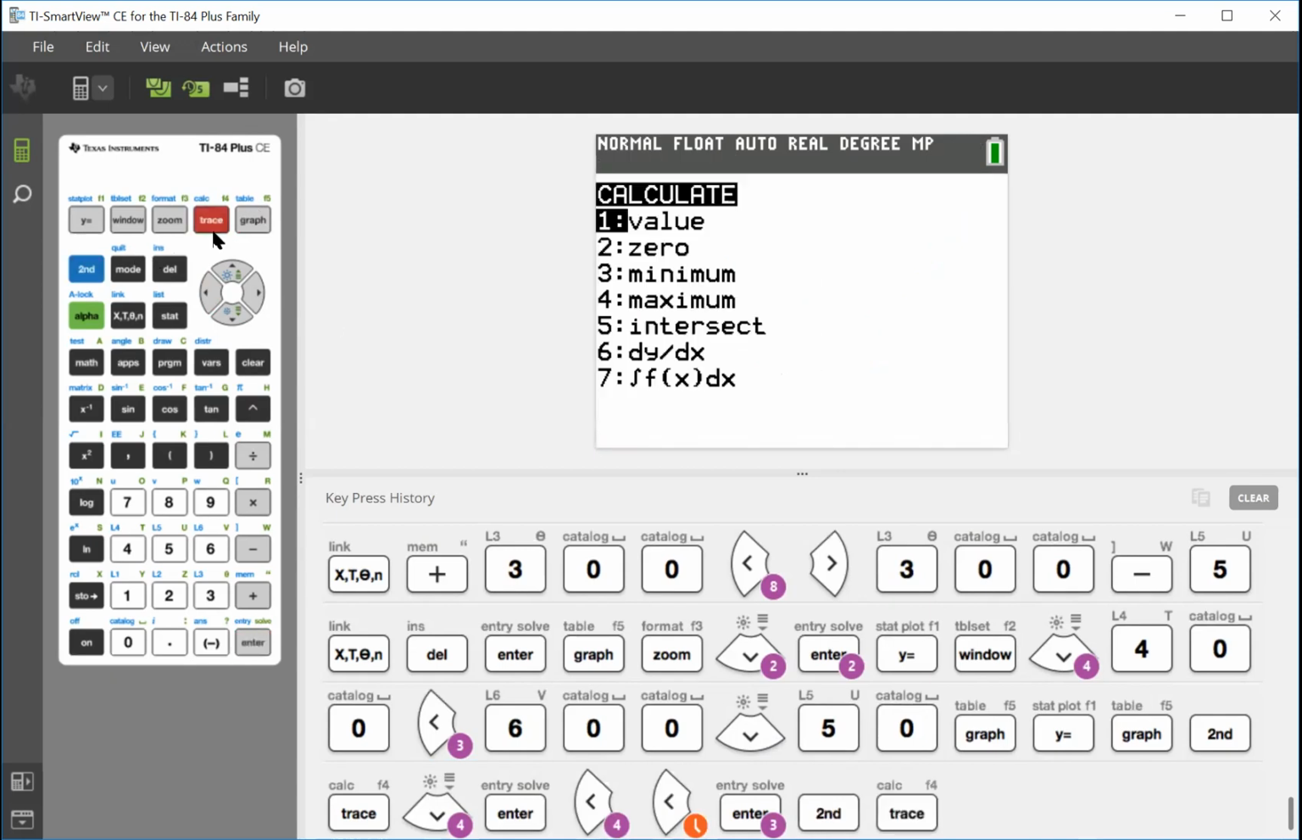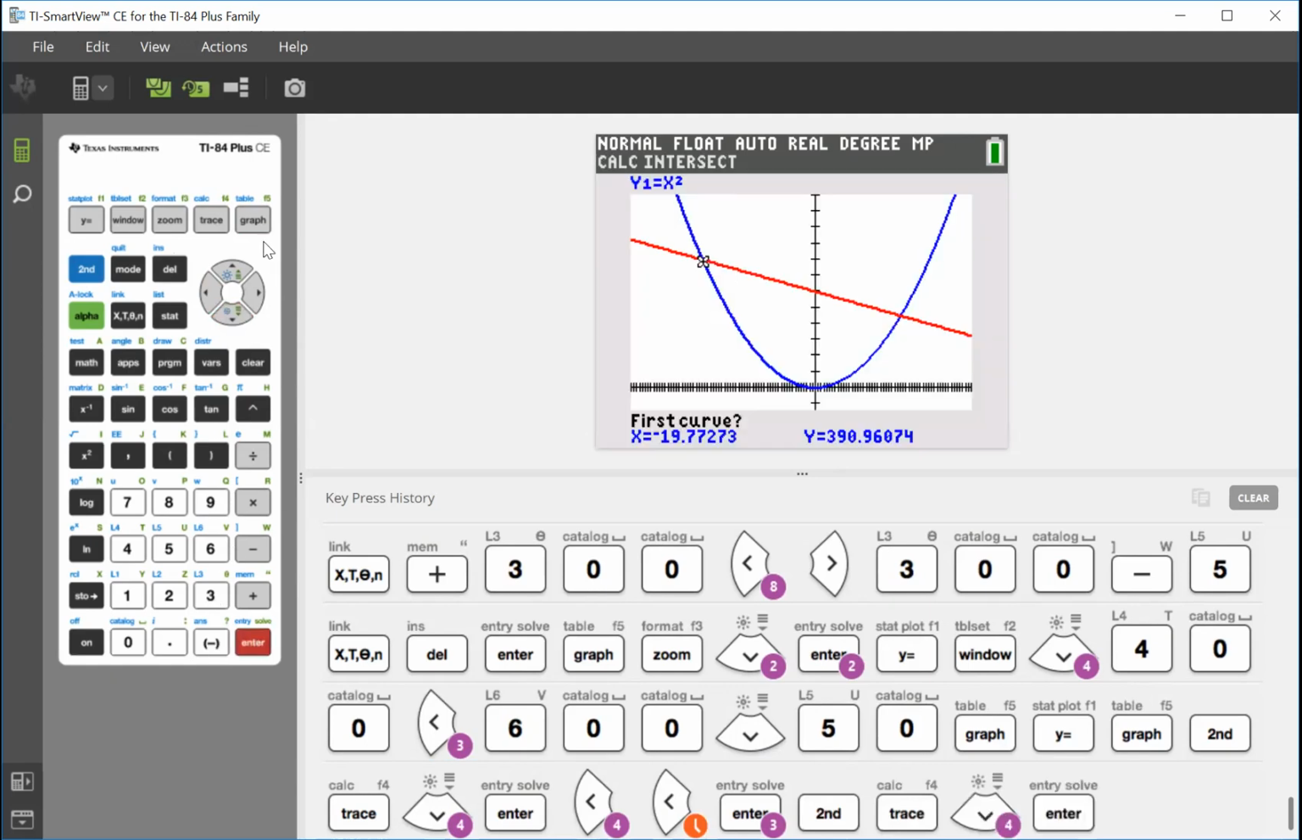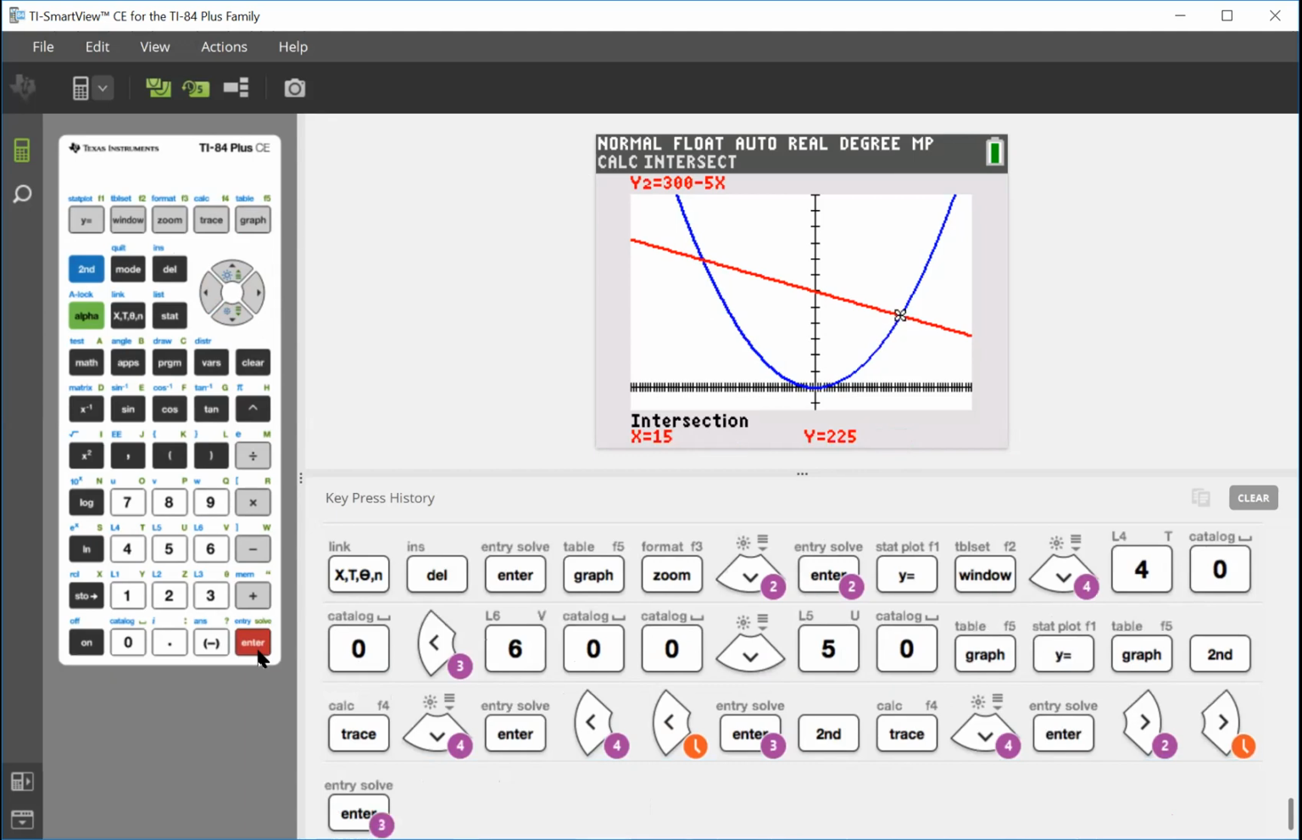The last one there, second, calculate. Notice how I'm starting to move faster now. And remember, if you want the other one, you have to move your cursor over there. I'm just holding down on my right arrow here and hit enter, enter, enter. And my intersection is 15.